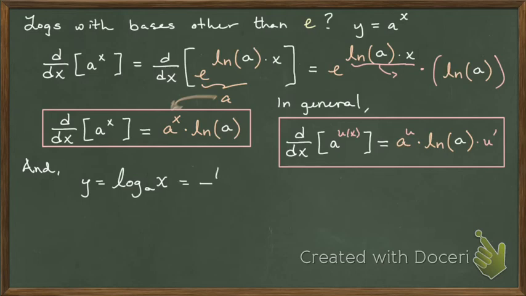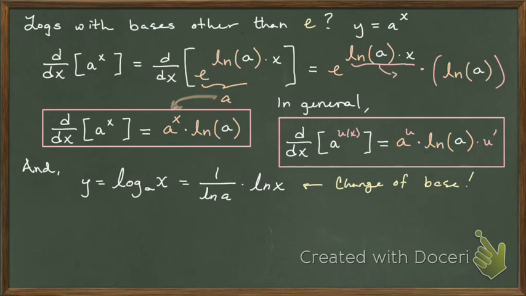We can write this as 1 over the natural log of a times the natural log of x. You might have seen this before as natural log of x divided by natural log of a. So that is what we call a change of base formula, and because we know the derivative of natural log of x already, we can use this to our advantage.